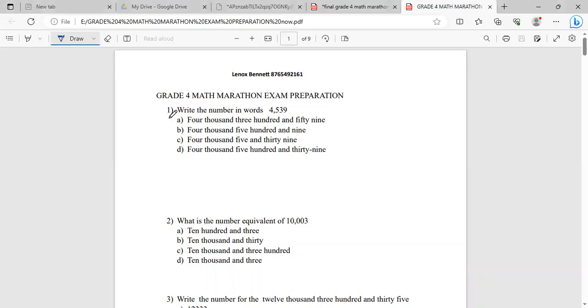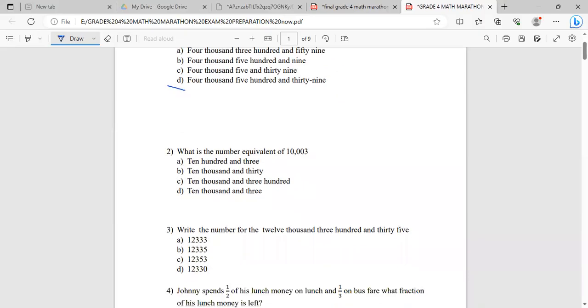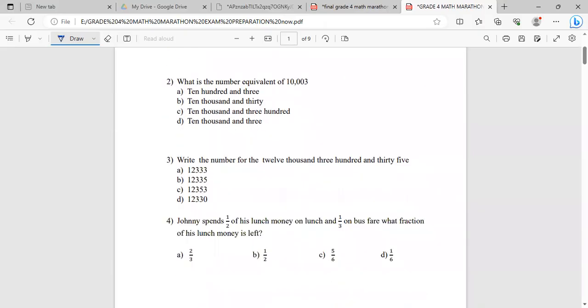Let's go. So it's a write the number in words. So it's 4,539. So that would be D. So expect that at number 1, where they ask you to write words in numbers or numbers in words.